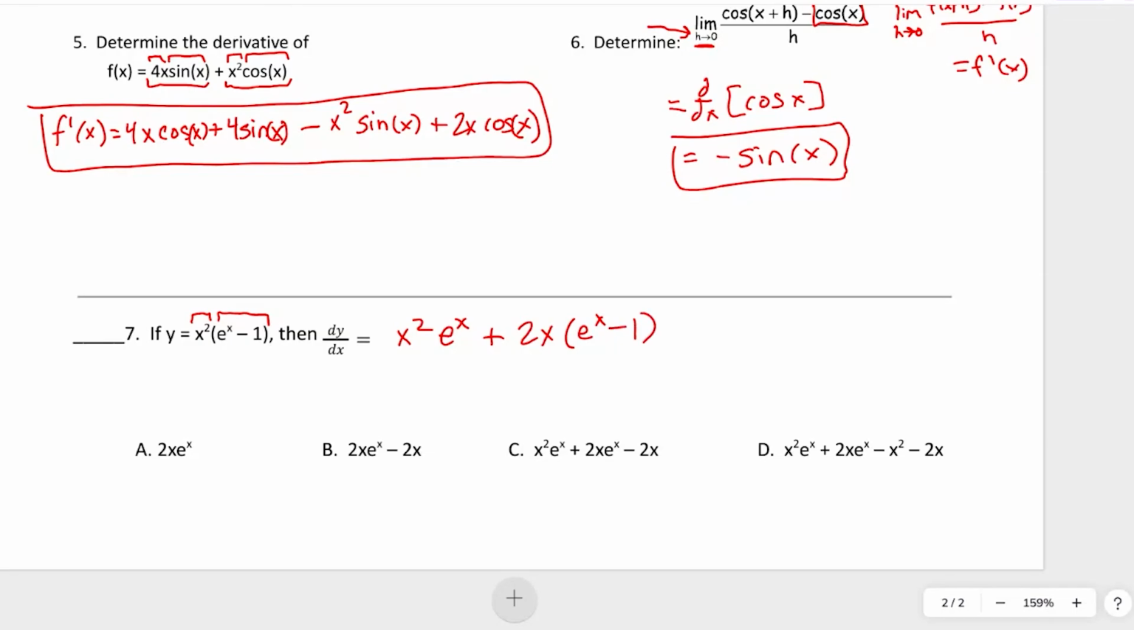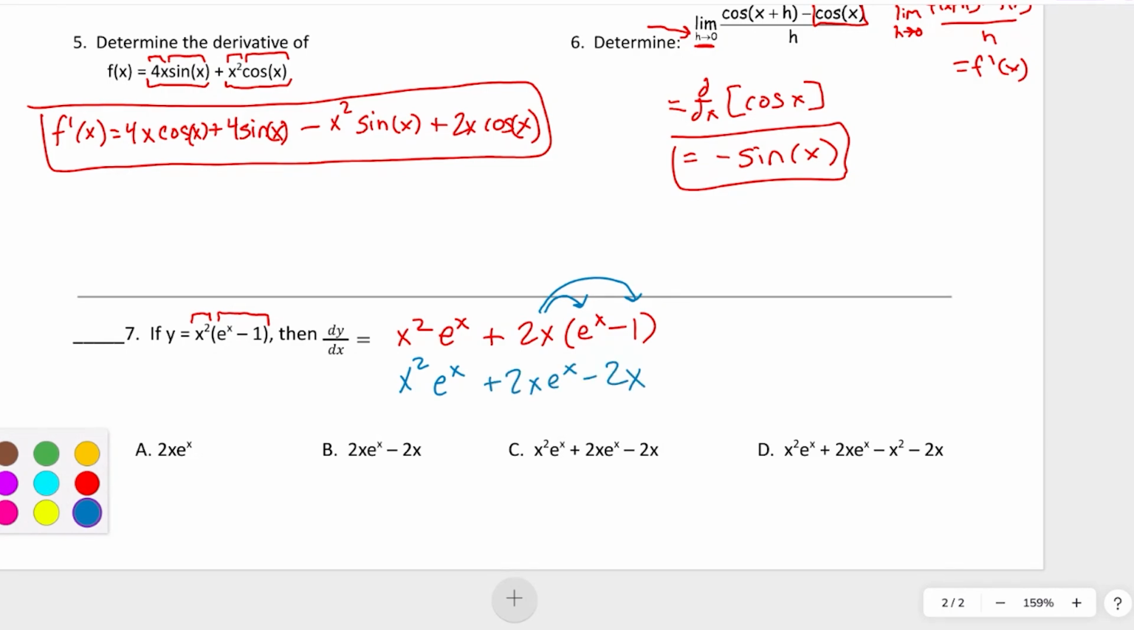And I'm looking at my answer choices, and this is what's going to happen a lot of times with multiple choice items: in a free response, you don't have to simplify, but in multiple choice, your answers are going to tend to be simplified, or at least somehow regrouped. So basically our goal here is to figure out which one of these is equivalent. So I'm going to distribute the 2x and just kind of see where that takes me. X squared times e to the x plus 2x e to the x minus 2x.